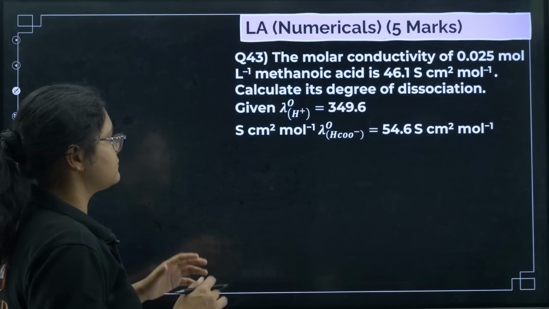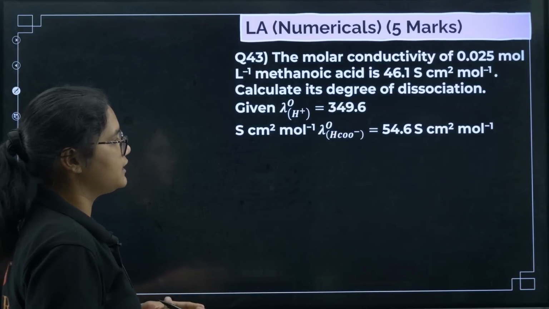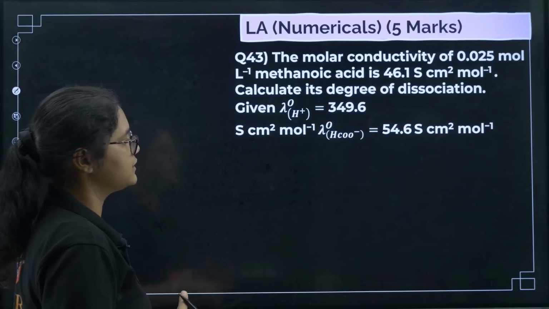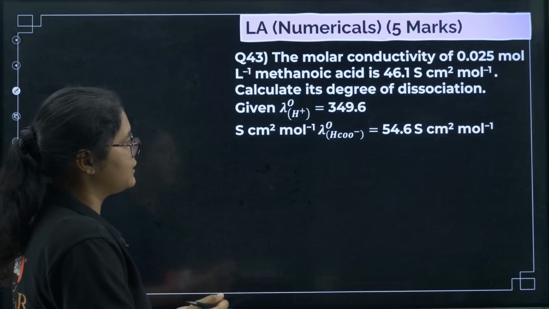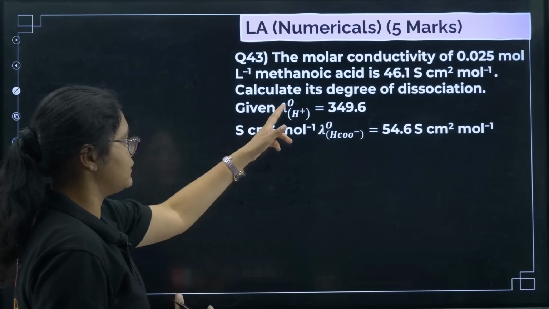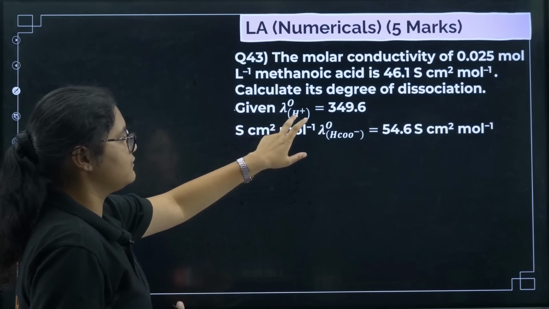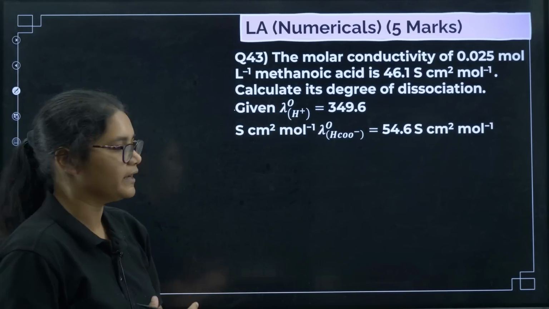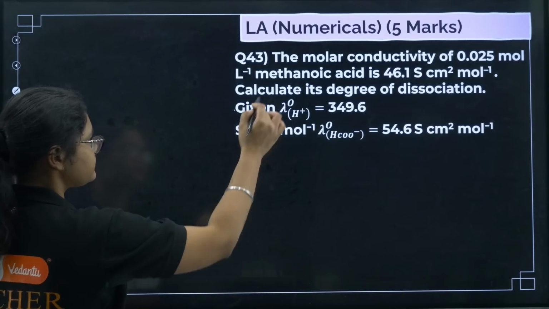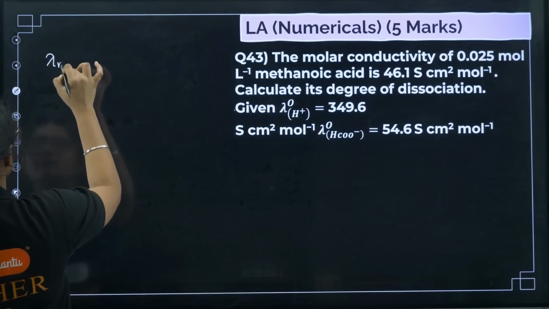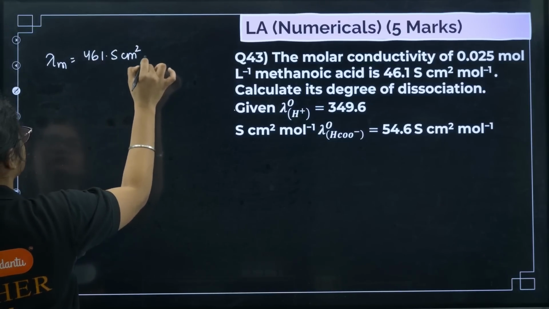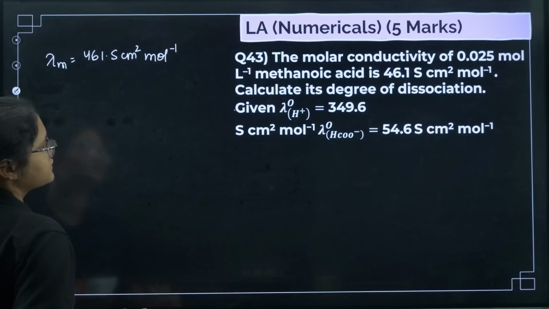Next, we'll move to question number 43. The molar conductivity of 0.025 mole liter inverse methanoic acid is 46.1 S centimeter square mole inverse. Calculate its degree of dissociation given the limiting molar conductivity of H plus and HCOO minus. The first value given to us is molar conductivity, 46.1 S centimeter square mole inverse.